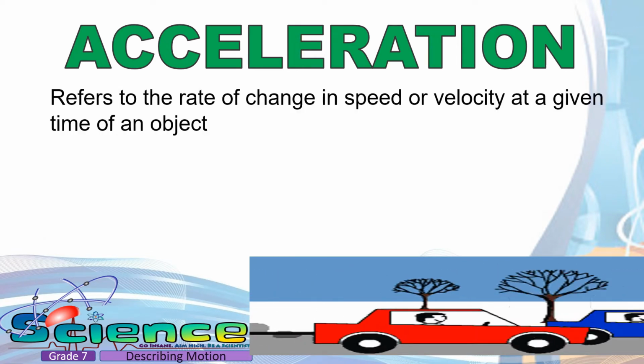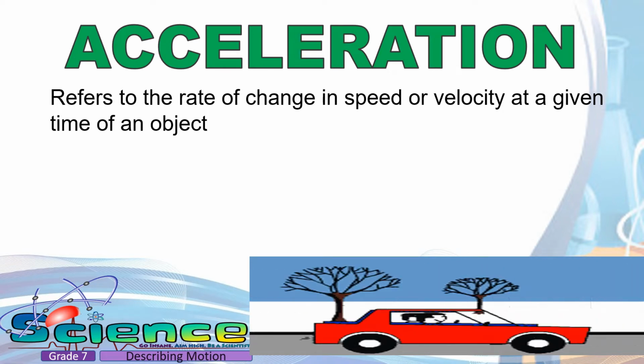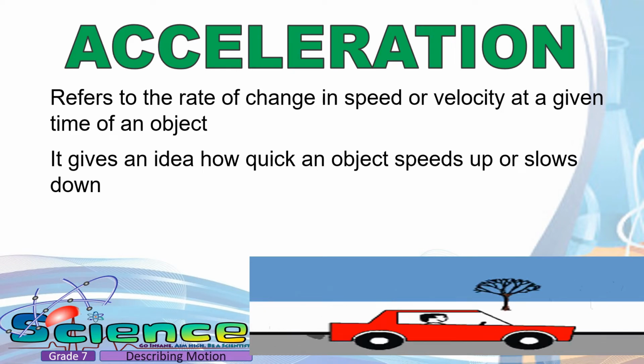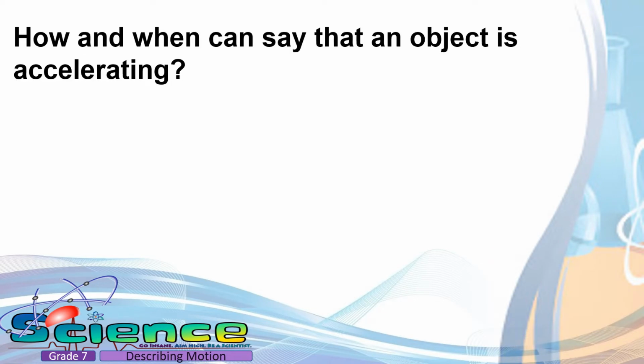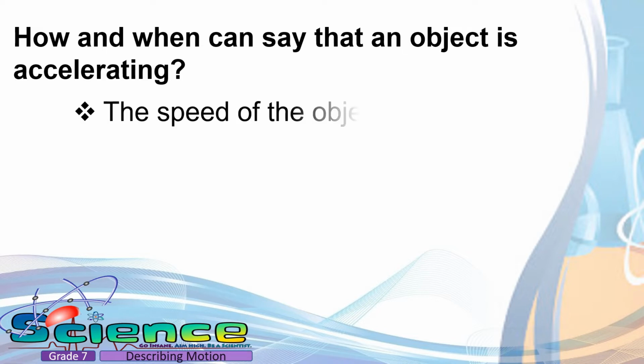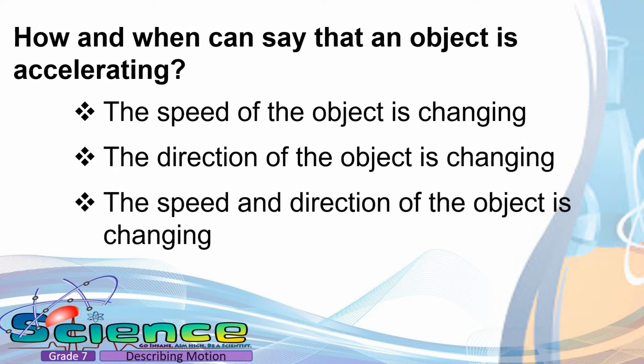Acceleration refers to the rate of change in speed or velocity at a given time of an object. It gives an idea of how quickly an object speeds up or slows down. But how can we say that an object is accelerating? An object is accelerating if it does any of the following. Number 1, the speed of the object is changing. Number 2, the direction of the object is changing. And number 3, the speed and direction of the object are changing.